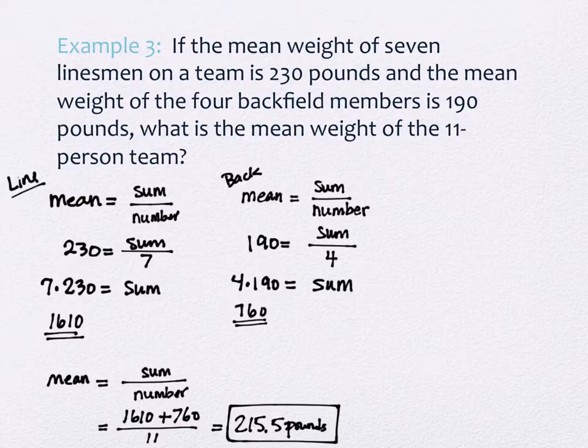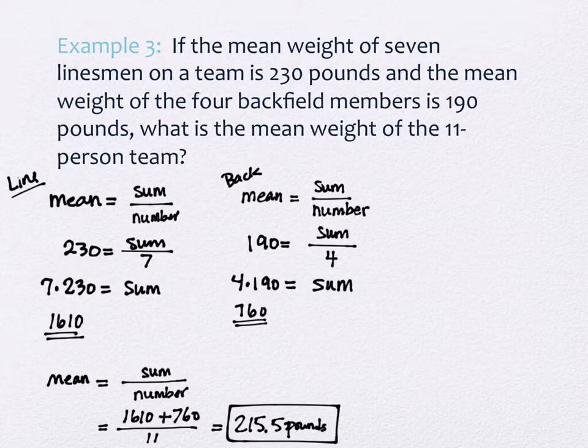Make sense? Now, do you have to do it in all these 3 separate steps? No, you could compile all the steps together and merge some of these pieces together, but the process is still the same. I need to figure out the total weight of one group, the total weight of the other group, and then add those together and divide by the total number of people from both groups combined. And I would have 215 pounds.